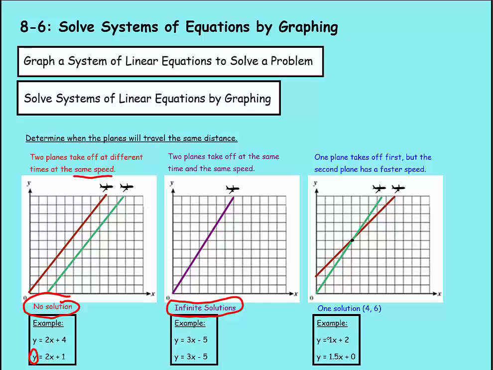An example of that would be this: y equals 1 times x plus 2. 1 times 4 is 4, plus 2 is 6, so (4, 6). Or y equals 1.5x plus 0. 1.5 times 4 is 6, plus 0 is 6. So in this example, they would both have a solution of (4, 6). In this example, they are both the same distance at this point right here.